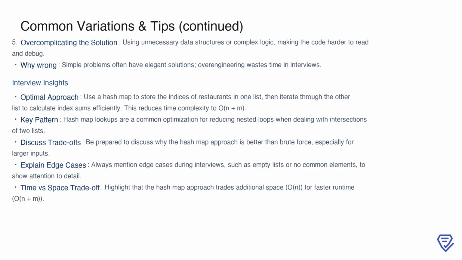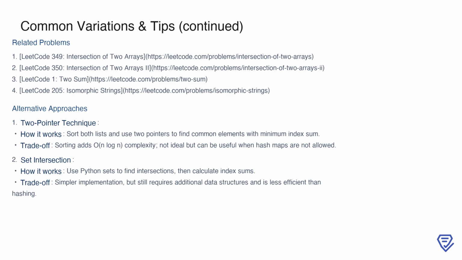This problem shares similarities with several related problems, such as LeetCode 349, intersection of two arrays, LeetCode 350, intersection of two arrays 2, and LeetCode 1, 2 sum. These problems also involve finding intersections or combinations based on specific conditions, and solving them efficiently often requires similar techniques like hash maps or sorting. Another related problem is LeetCode 205, isomorphic strings, which relies on clever use of hash maps for efficient comparisons.